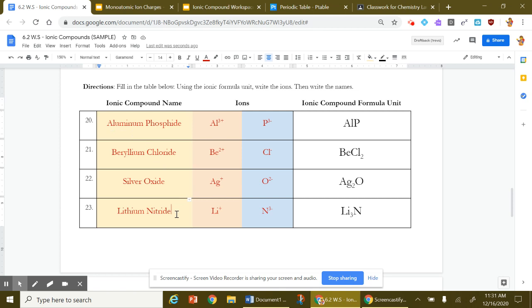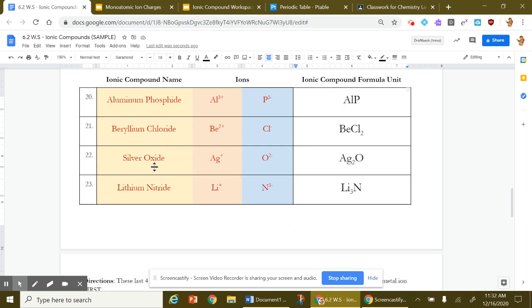Again, notice that for all these names here, it's just the name of the first ion followed by the name of the second ion. It doesn't matter how many there are of each. That does not impact the name. All that matters is what's the first one, what's the second one. Very good. On to the next set.